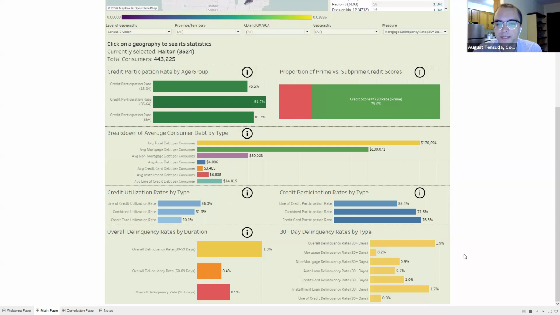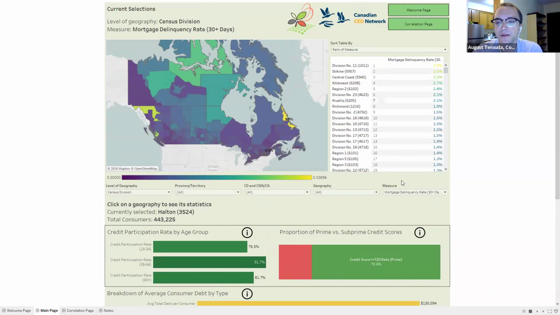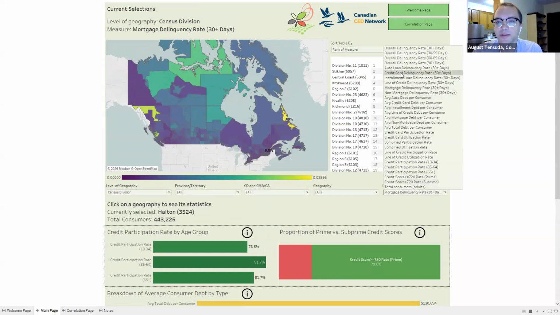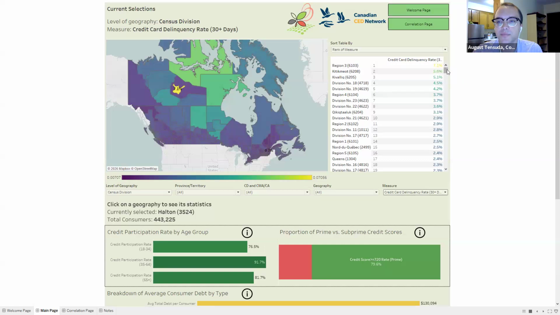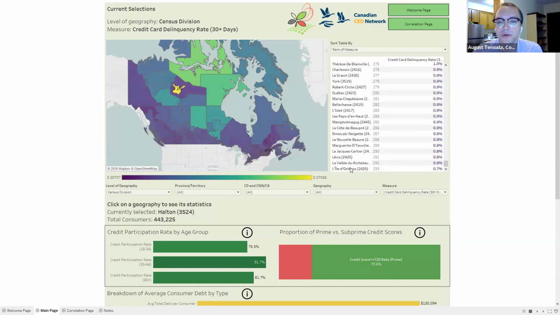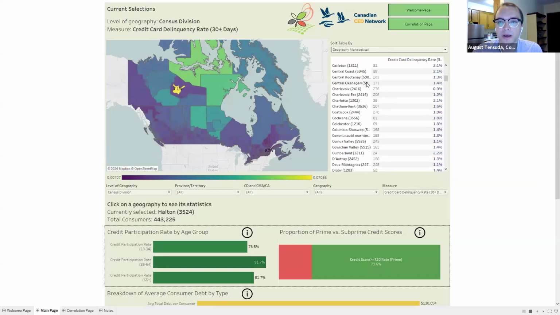And we see with the 30 plus days, the highest delinquency rates are happening with the installment loans. That makes sense to me. I feel like installment loans usually, if you have lower credit, there's something that you go for. So it makes sense that the lower credit loan would have the higher delinquency rate. Next up, we have credit cards at 1%. Let's take a look at the map for credit cards. It's fun to just play around with these sometimes. So credit card delinquency rate is highest in region number 3 at 7.1%, lowest in L'Île d'Orléans. And let's see Halton again. Let's do geography by alphabetical.